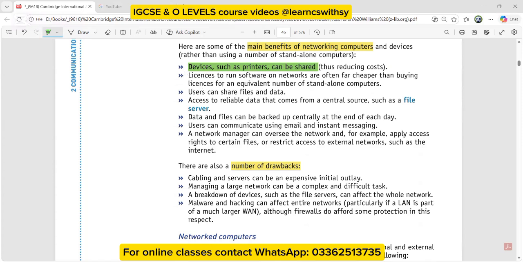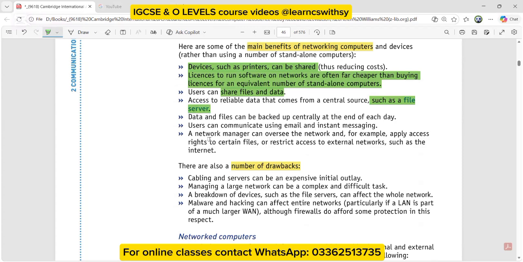So licenses to run software are going to be cheaper as compared to buying the license for standalone computers. Thirdly, sharing of the data in the files. That is another very important advantage. Then you can see access to reliable data that comes from a central source such as a file server. So all the data is stored on a file server. That is also a very big advantage of storing the data and networking the computer systems.